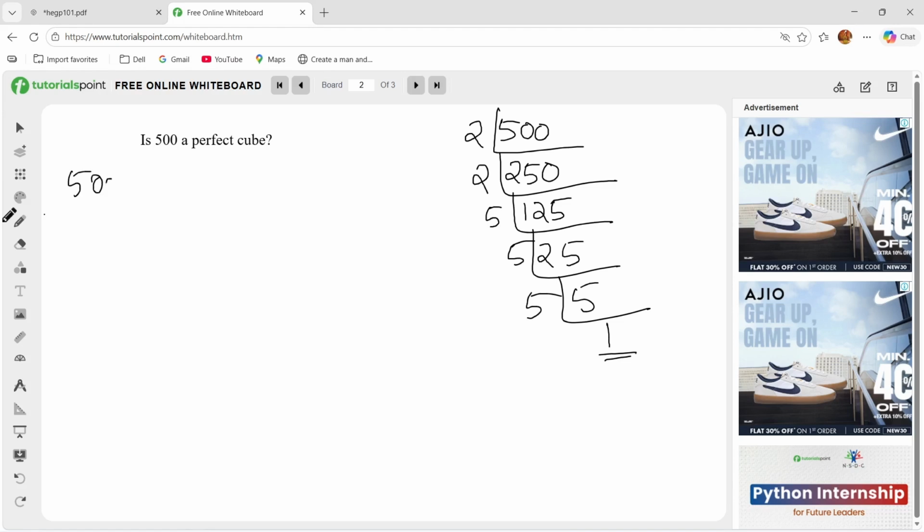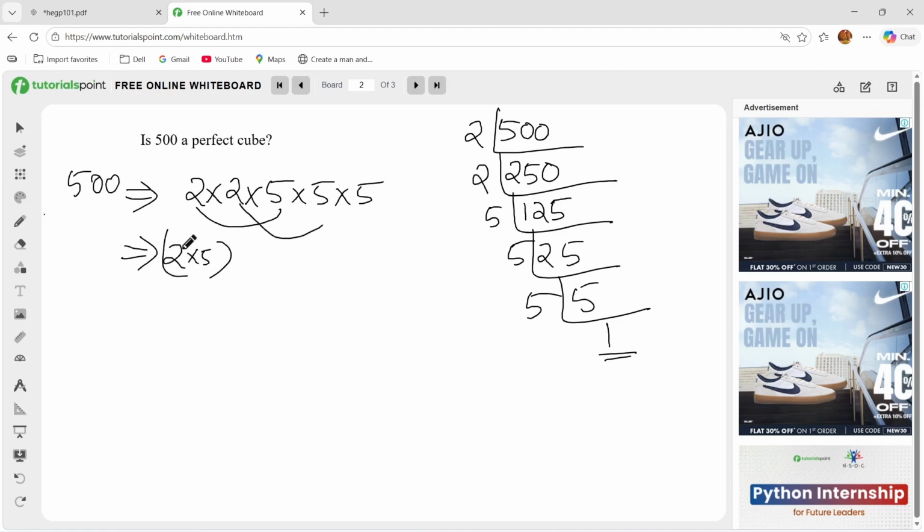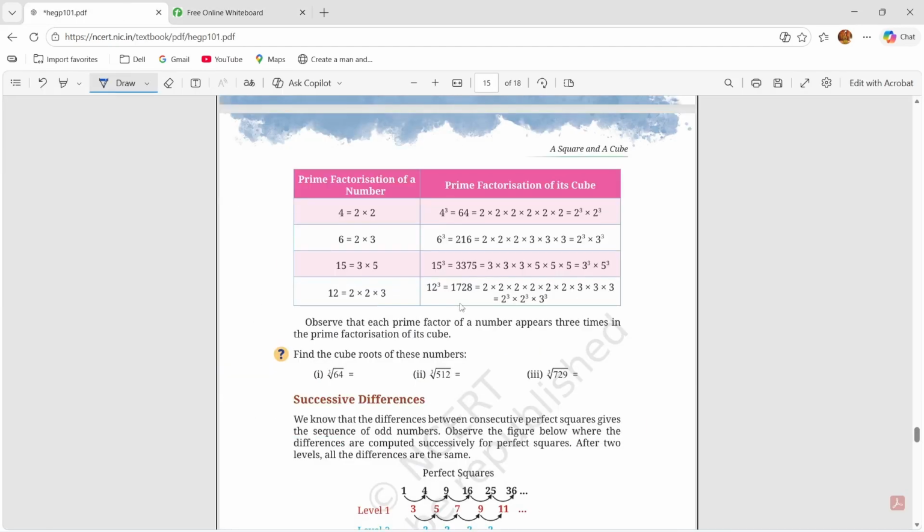Now what are the factors of 500? Here 2 times 2 times 5, how many times? 5 3 times. Now we are going to take pairs of this. So this is one pair, 2 times 5. And this is another pair, 2 times 5. Here we don't have a pair for 5. This is standing alone. So this is not a perfect cube. Not a perfect cube.